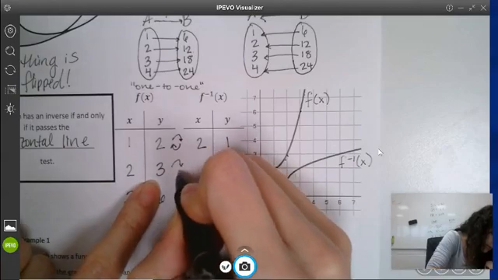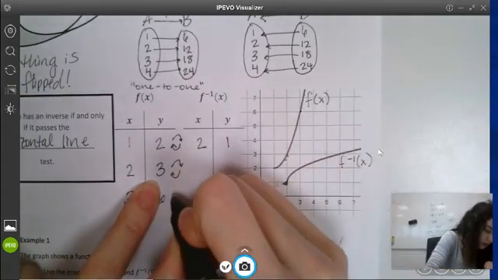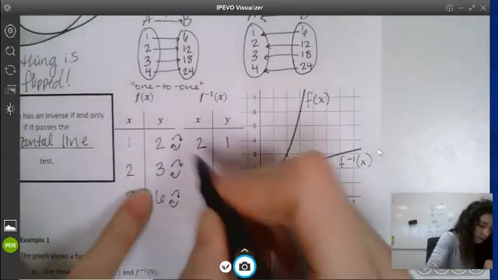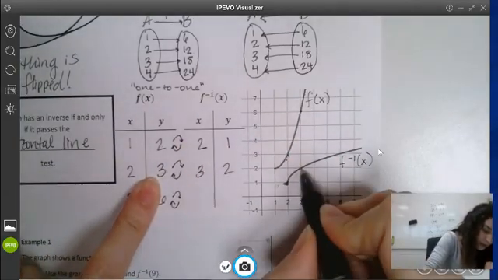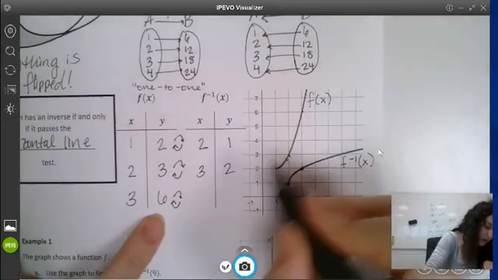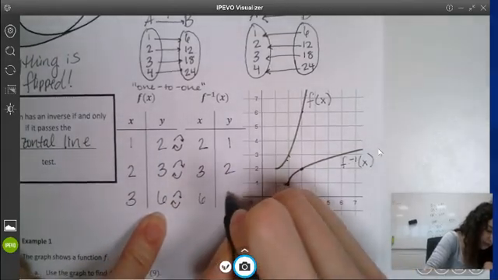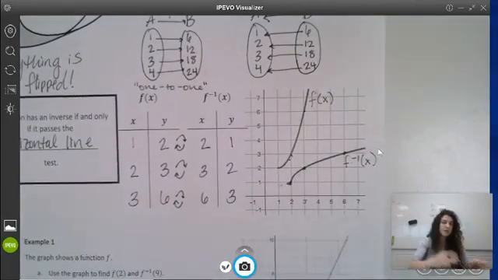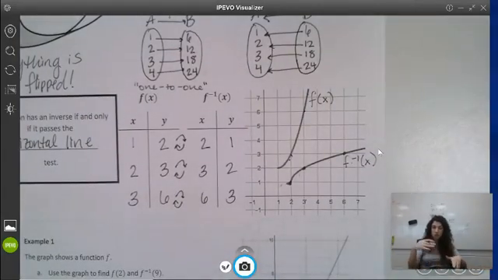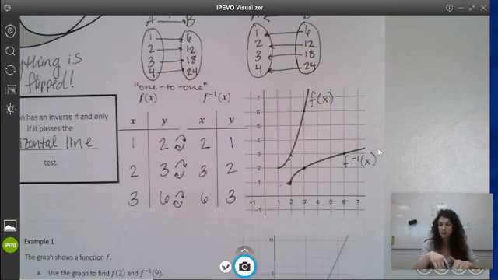You can do the same with any other point that's on your original function, right? (2, 3) becomes (3, 2). (3, 2) is on the inverse. (3, 6) becomes (6, 3), which is on our inverse. Okay, so these are the generic general relationships between a function and its inverse.